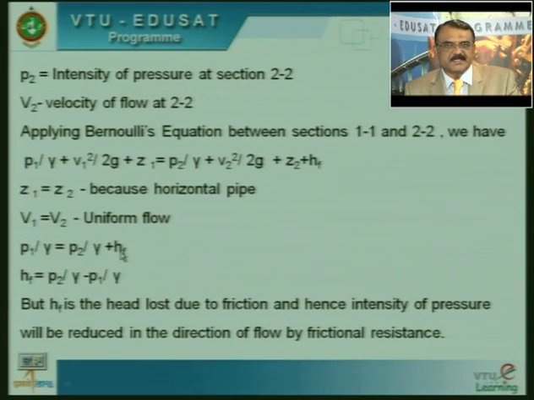If you keep this HF this side, then it will be equal to, you are pushing this P2 by gamma to the other side, therefore this becomes P1 by gamma minus P2 by gamma. Again I repeat, kindly make a correction, this is P1 by gamma minus P2 by gamma.